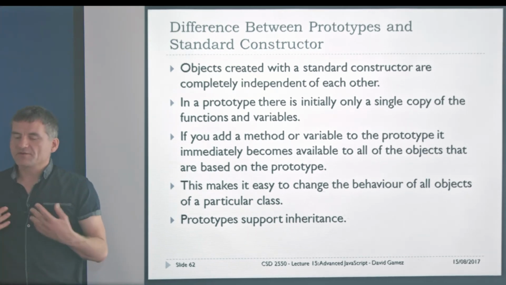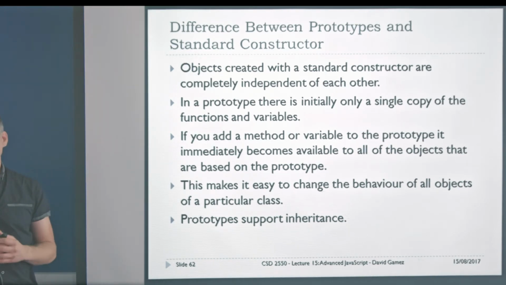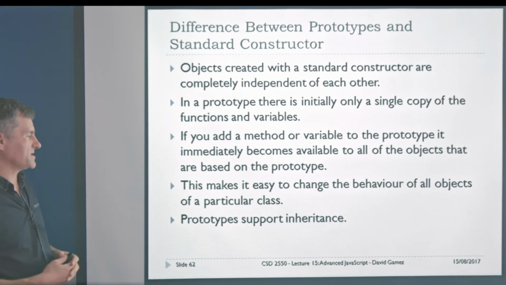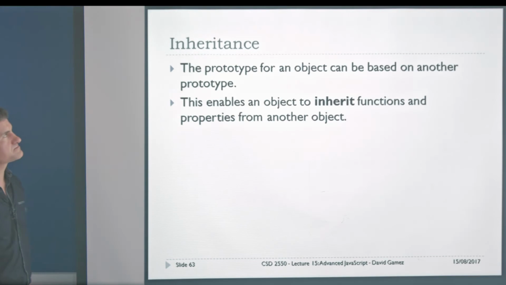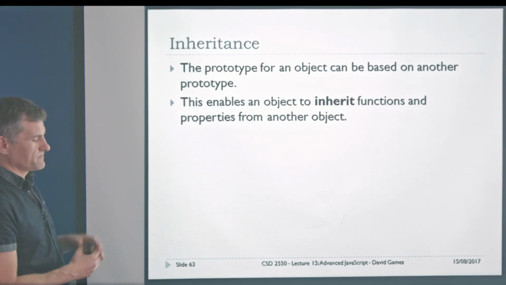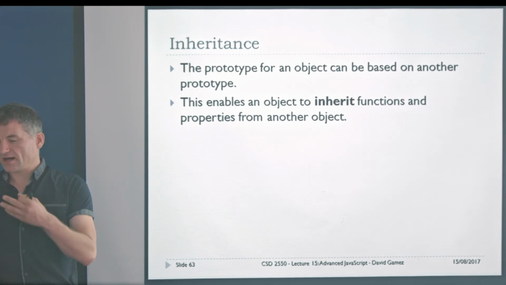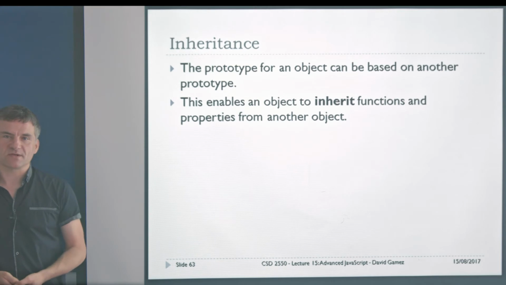So if we add a method or variable to the prototype, it immediately becomes available to all of the objects that are based on the prototype. So you can easily change the behavior of all objects of a particular class. And that enables prototypes to support inheritance. Inheritance works because we can base the prototype for an object on another prototype. So an object can inherit functions and properties from another object.